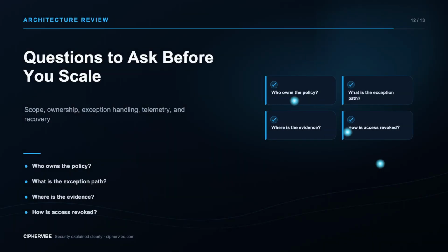Before scaling this layer, ask five review questions. Which assets, identities, or environments are in scope? Who owns the desired state and exception decisions? Which enforcement point can reliably apply the rule? Which records prove the decision and retain enough context for an investigation? And how can the organization revoke access, contain impact, or roll back safely when a control fails? Good architecture makes these answers explicit and testable.